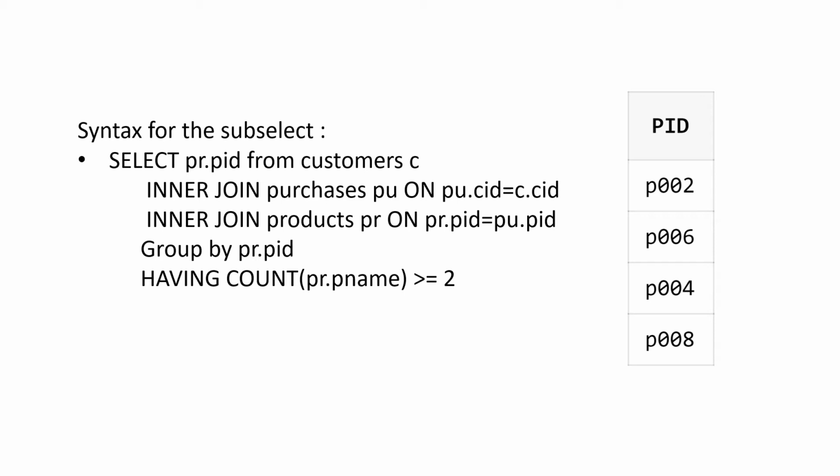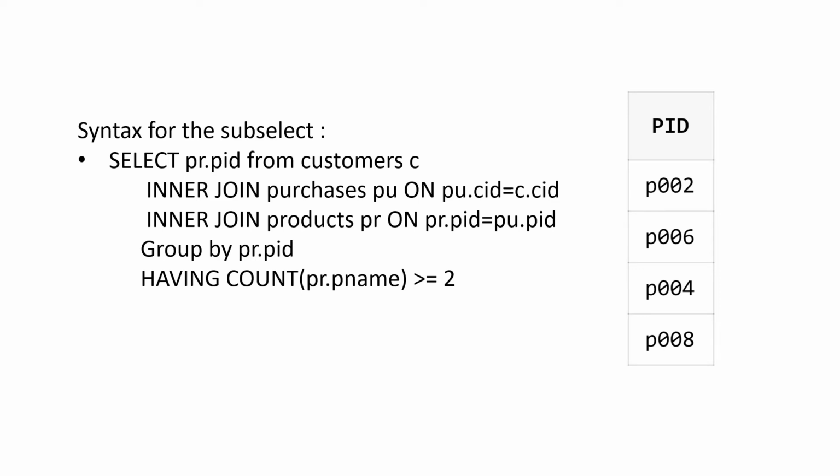The purchases and the customers table have the related column CID, and the products and the purchases tables have a related column PID. So here I join the customers, purchases, and products tables, and then I group the tables by the product ID having the count of product name greater than or equal to 2. So this is the resulting table where I get the product ID of the purchases that have at least 2 different customers.